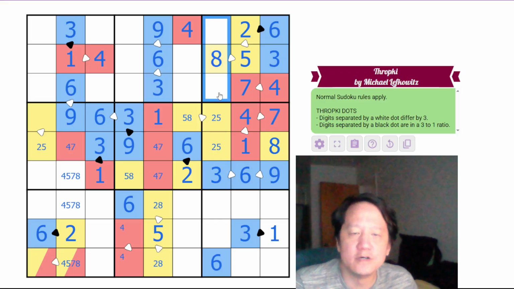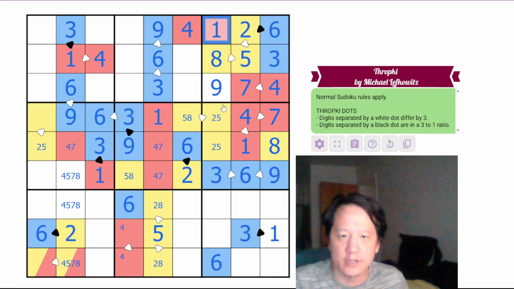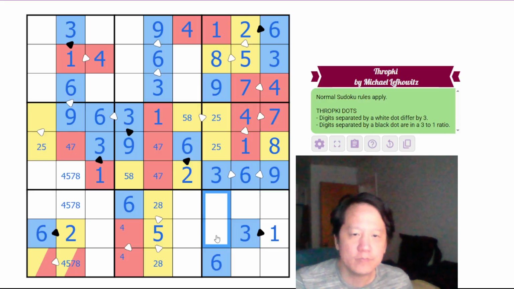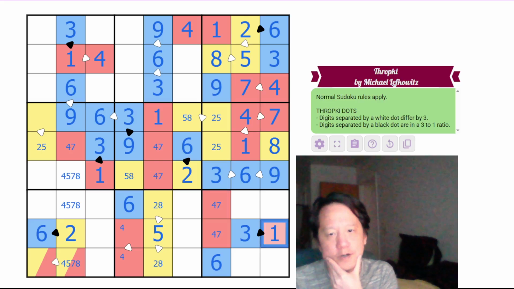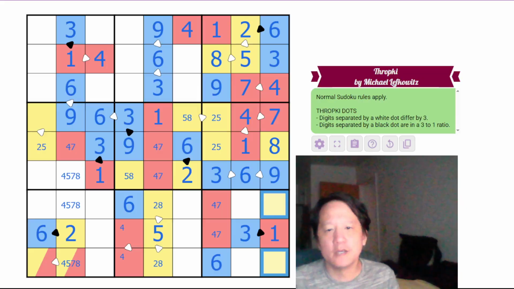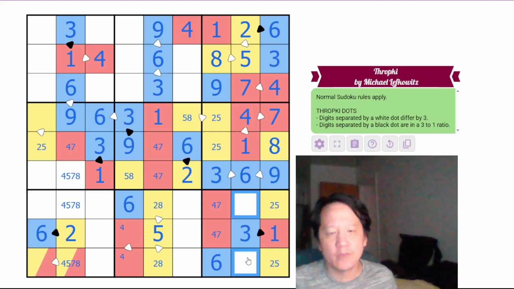Remaining digits of this upper right-hand box are 1 and 9. This can't be 9 because of 9 in the row, so that's 1. This is 9. So this is red, and we have blue here. We have only 4 and 7 remaining in column 7. In column 9 are 2 and 5 remaining. In column 8, we have 8 and 9 remaining.